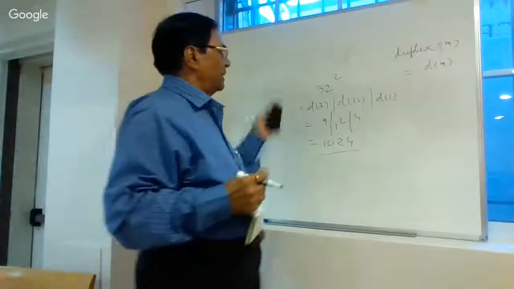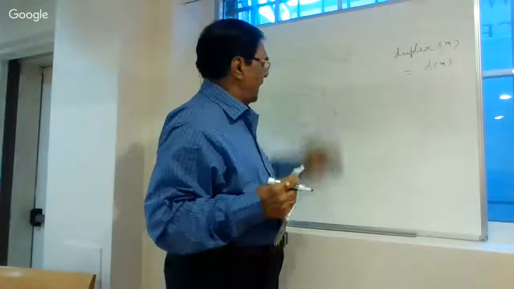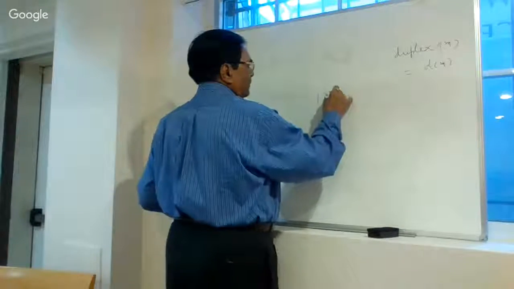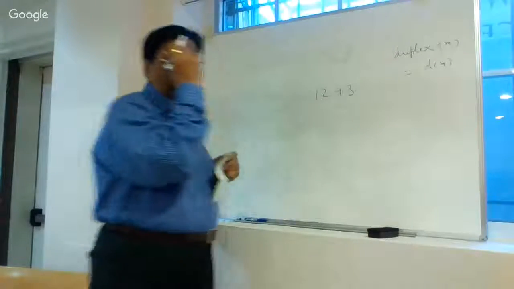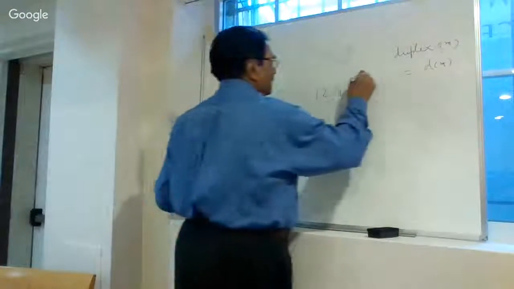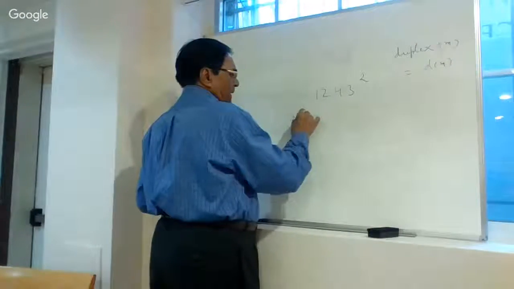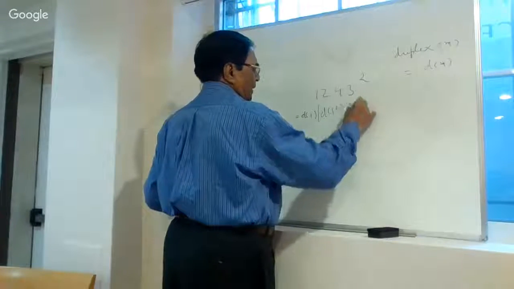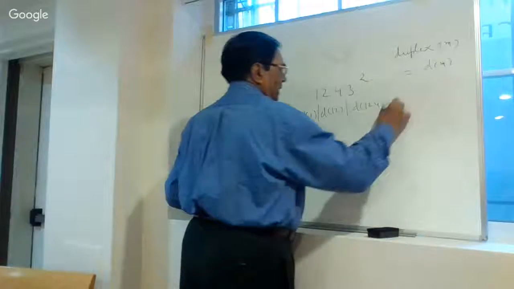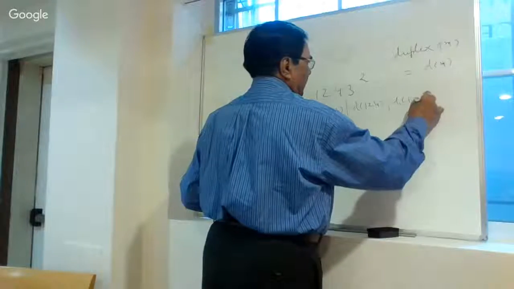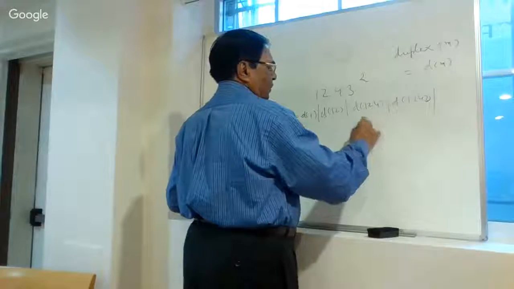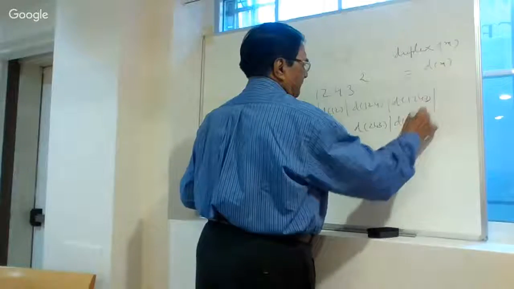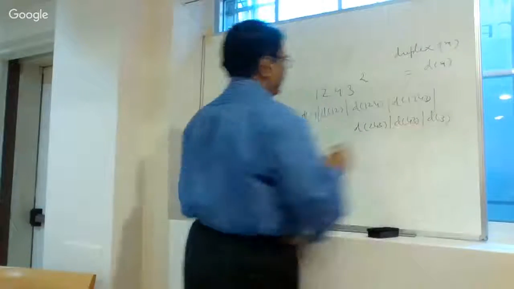So you can take, suppose I go directly to the bigger one. 1, 2, 4, 3 square. Suppose you have a 4 digit number there. You can say duplex 1, duplex 12, duplex 1, 2, 4, duplex 1, 2, 4, 3, duplex 2, 4, 3, duplex 43, duplex 3. So what have we started?